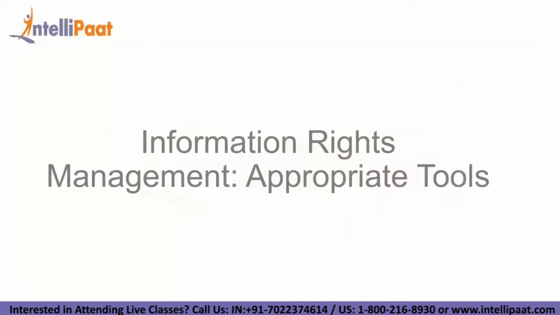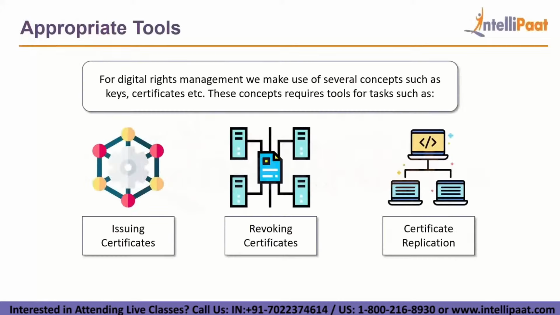Now let's take a look at the appropriate tools that we would have to use to implement information rights management. As we have discussed thus far, it's not as easy as it might seem to determine the rights that a person has on particular information in cloud computing environments, and how people craft their own cloud computing information rights management system depends on the tools that are available for them. So for digital rights management, we make use of several concepts such as keys, certificates, etc. These concepts require several tools that can perform certain tasks such as issuing certificates and revoking certificates. Different tools can do these tasks, or maybe you can create just a single tool that can do all of these tasks.